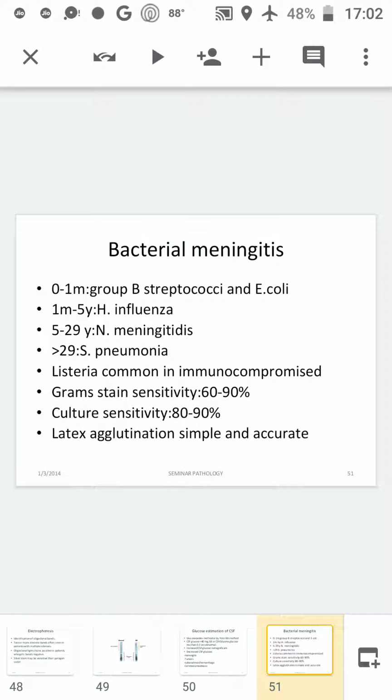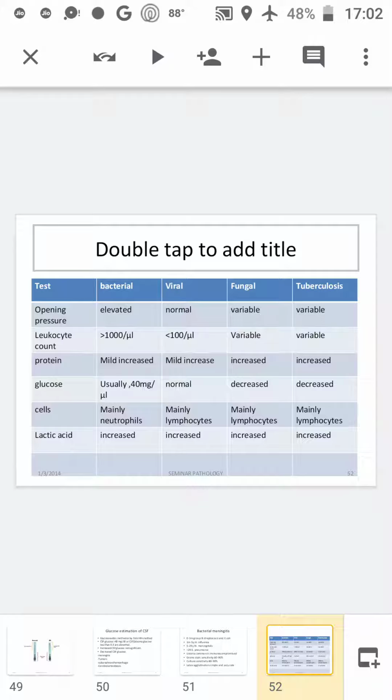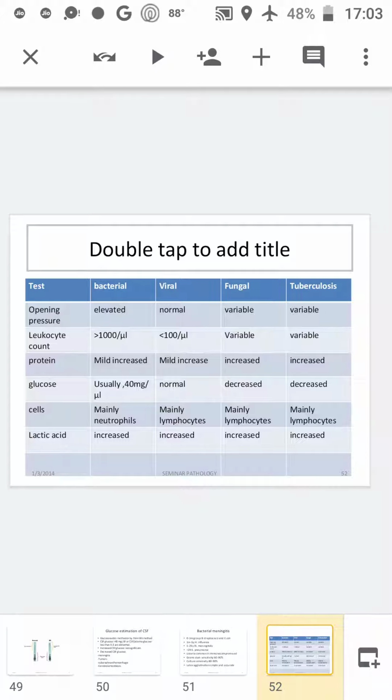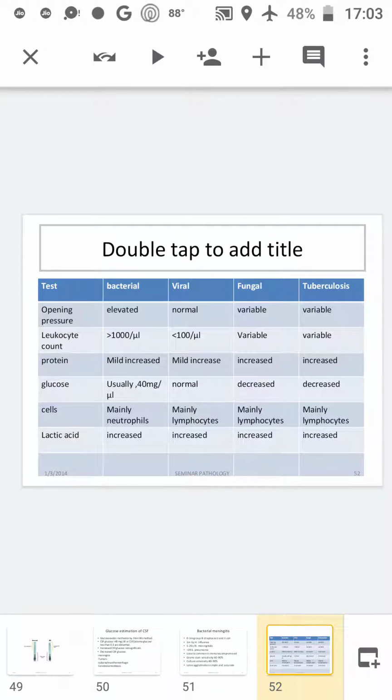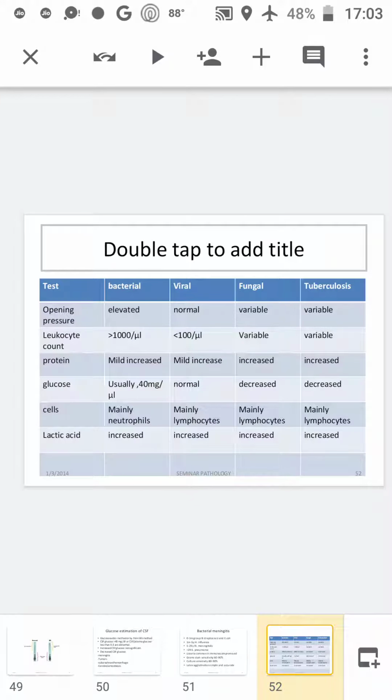This is a flowchart which shows the difference between bacterial, viral, fungal and tuberculous meningitis. Coming first to the opening pressure, in bacterial it will be elevated, whereas in viral, fungal and tuberculosis it is normal. Leukocyte count is markedly increased in bacterial meningitis, more than 1000 per microliter. Less than 100 is seen in viral, and for fungal and tuberculosis it is variable.